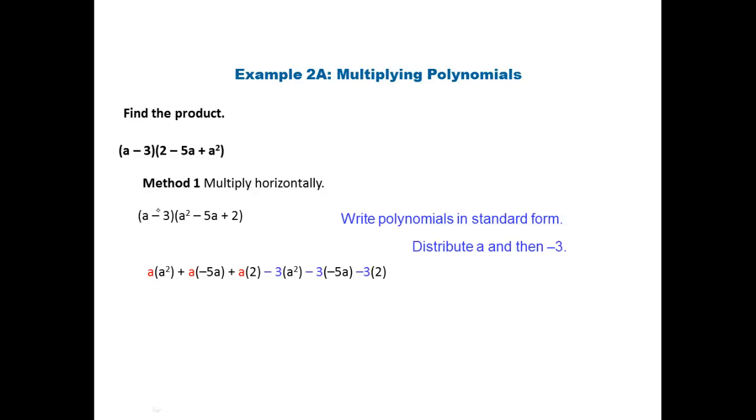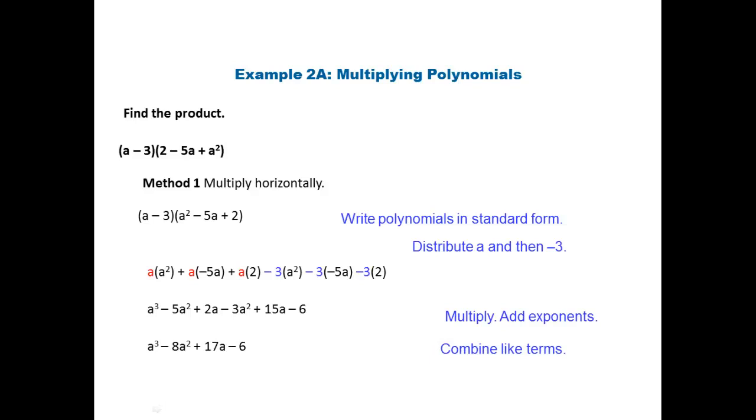So we multiply a times a squared, a times negative 5a, a times positive 2, and then the same thing with the negative 3. Negative 3 times a squared, negative 3 times negative 5a, negative 3 times positive 2. Okay, and then let's check and count. We have 1, 2, 3, 4, 5, 6 terms, which we know we should have before we simplify. So let's simplify and combine our like terms, and this should be our final answer.